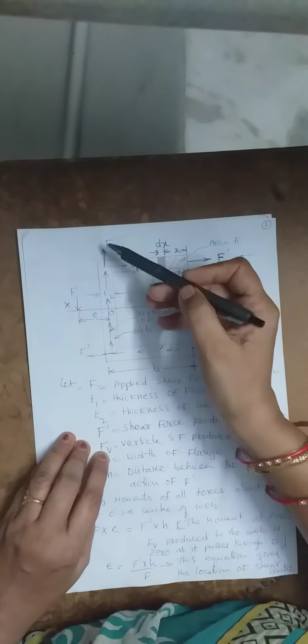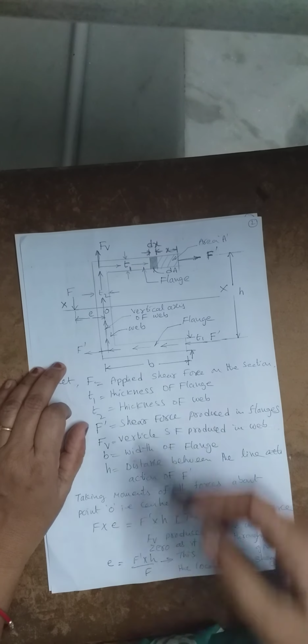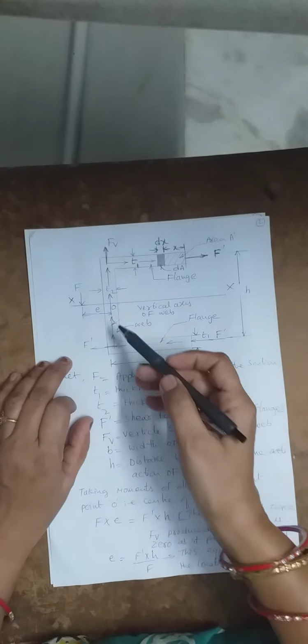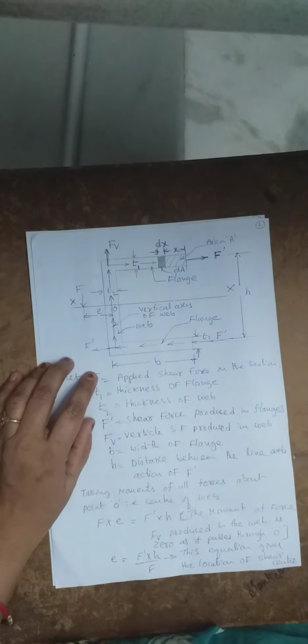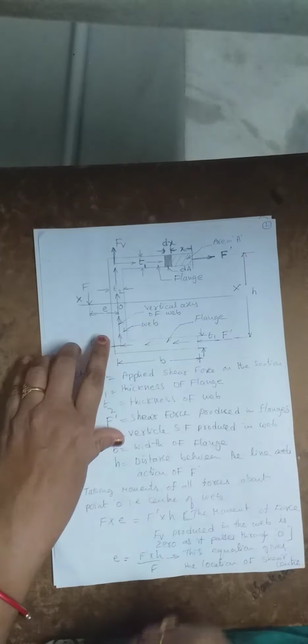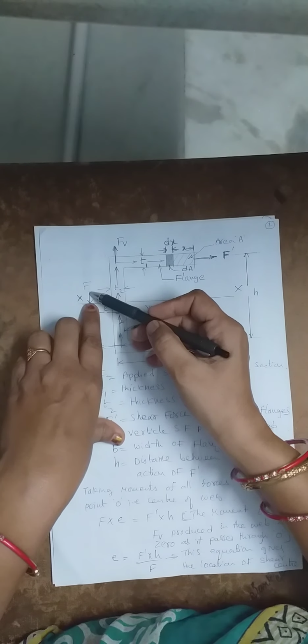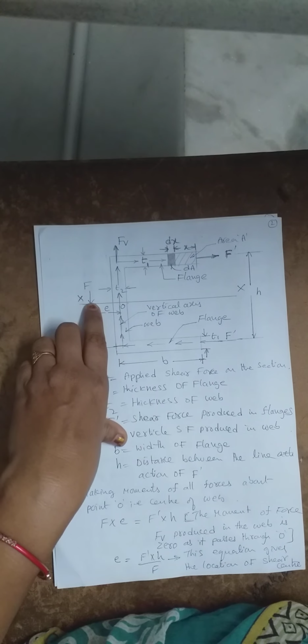So this is the distance between the line of action of the produced shear force, that is F dash. These are the notations, and we will now find the position of the shear center in this section. This is symmetrical about the x-axis, so taking moments, we have F and F dash.